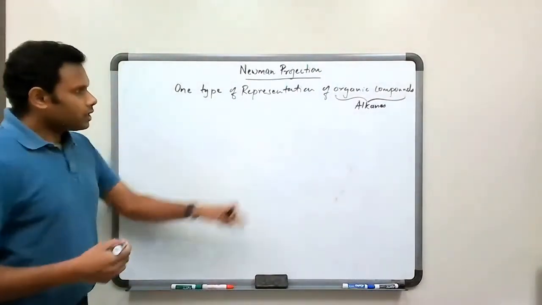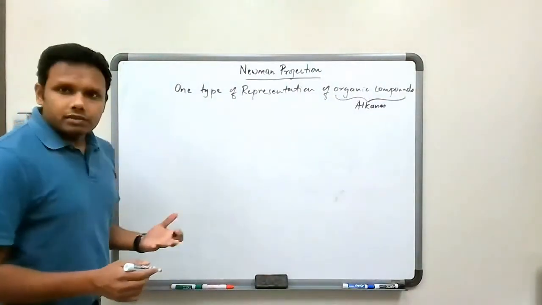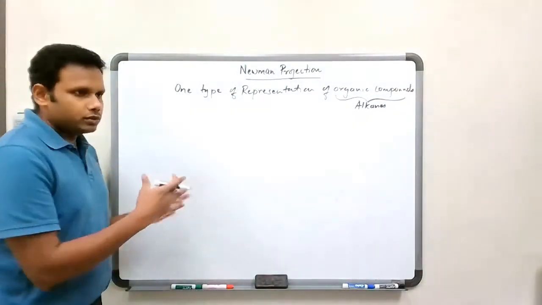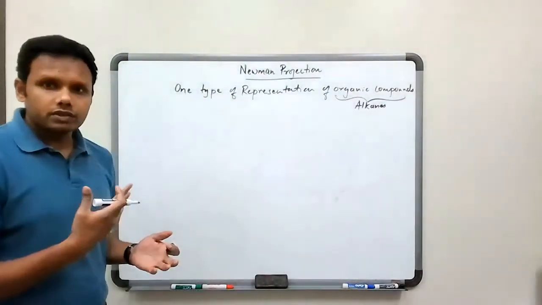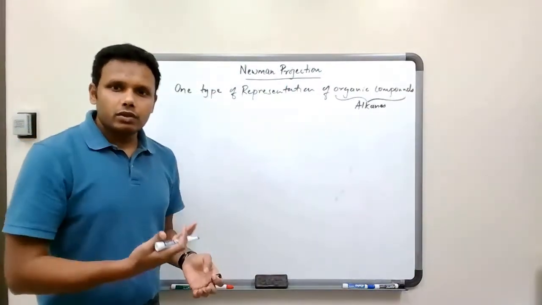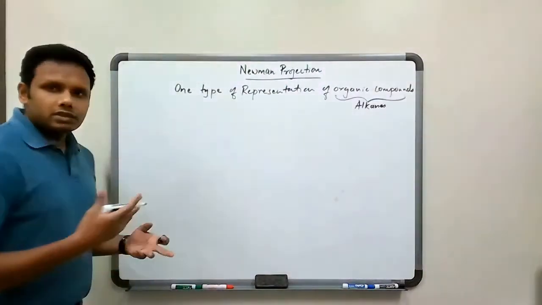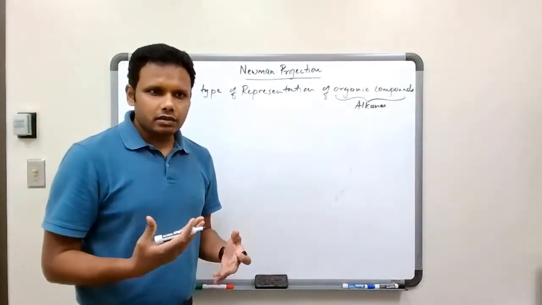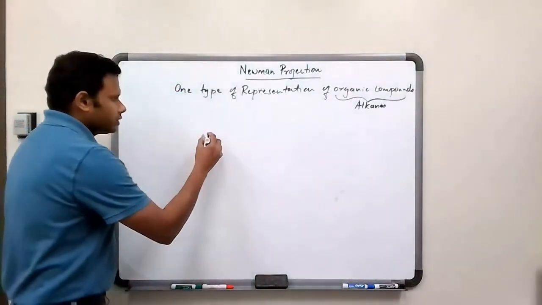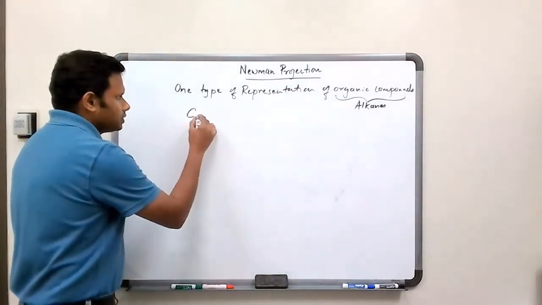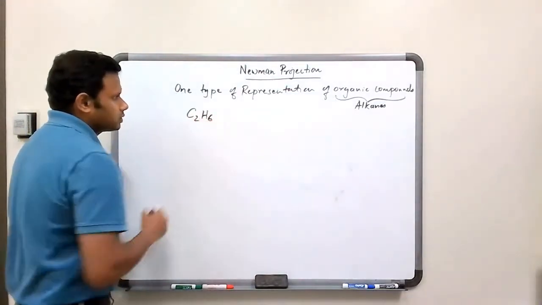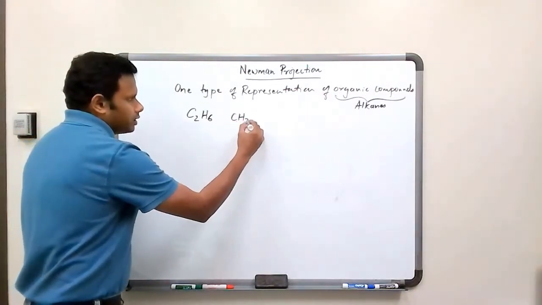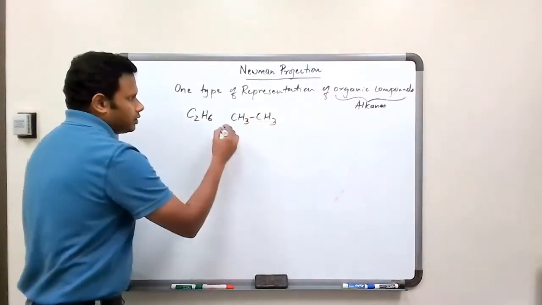Now, what is this representation? I will first walk you through the process of how we draw it, and then we'll look at a few examples. So let's start with the simplest alkane that's possible, with 2 carbons. We'll start with ethane, C2H6. This is CH3 and CH3.